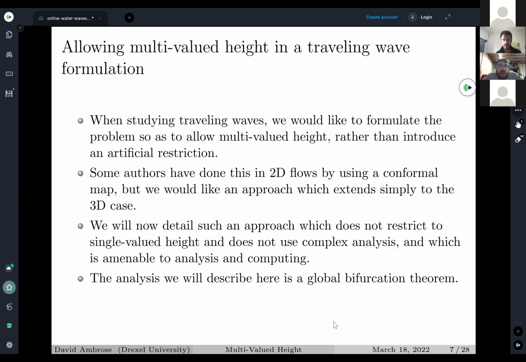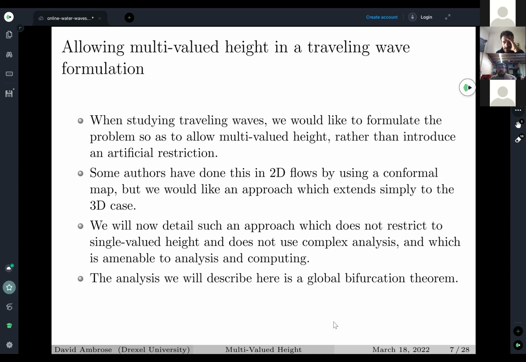So if you don't do that, if you include single valued height in your formulation, then when you look at a global bifurcation theorem, you might have an artificial end of your curve of solutions if the waves are starting to become multi-valued and your formulation doesn't allow that. So we want a formulation for a global bifurcation theorem which allows the waves to be multi-valued.